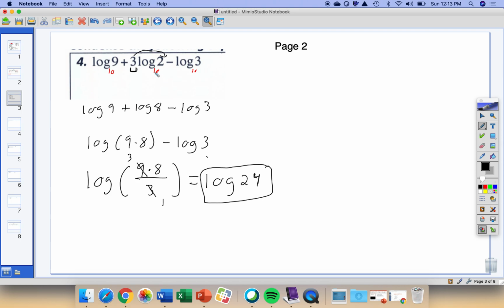Okay, so I used my power property first. You always want to get rid of these or put the exponents back up, and then I went ahead and condensed by using my product and quotient rule.